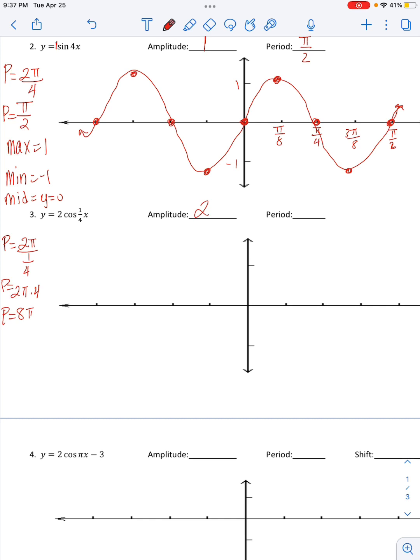Okay, so now we're going to take a look for our maximum. So our maximum, again, is going to come from our amplitude. Our minimum is going to be -2 because our midline is still y is equal to 0.